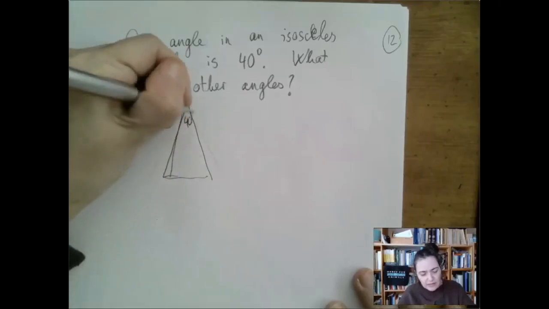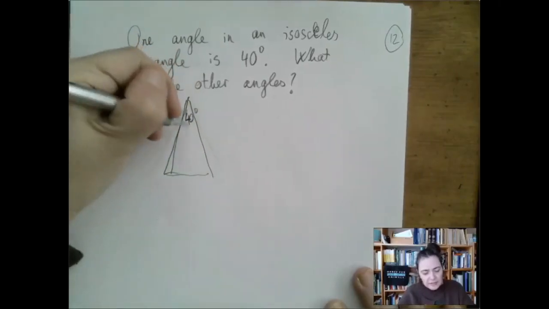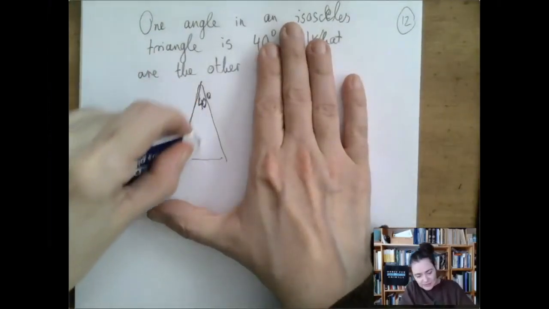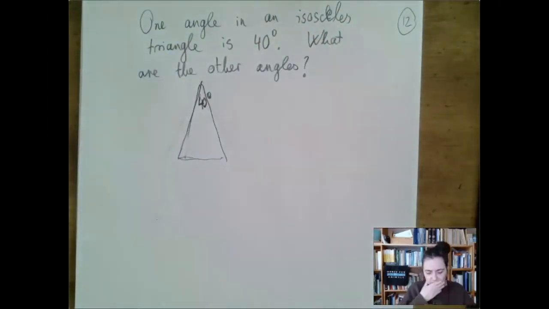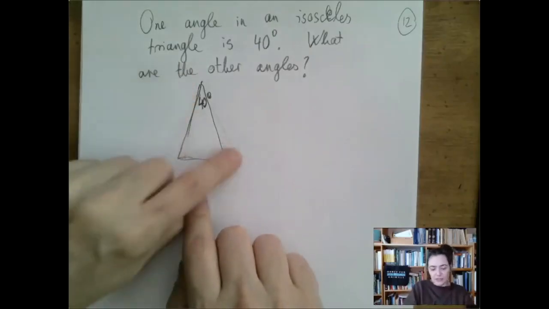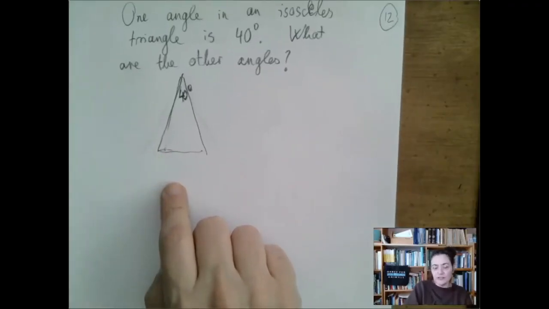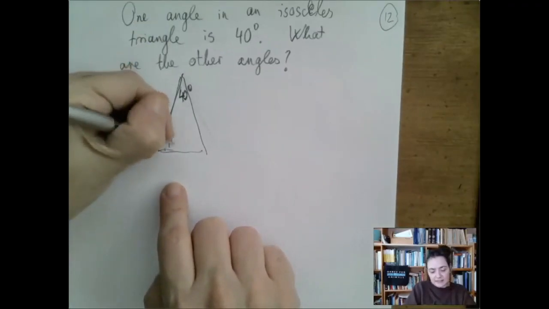If this is 40, then how did you get 70? Tell us. You got it right. How did you get 70? 140 divided by 2. How did you get 140? I took 40 away from 180. Exactly. The three angles add up to 180. Well, we have accounted for 40, so these two have to add up to 140. They have to be equal, so that's 70 and 70.